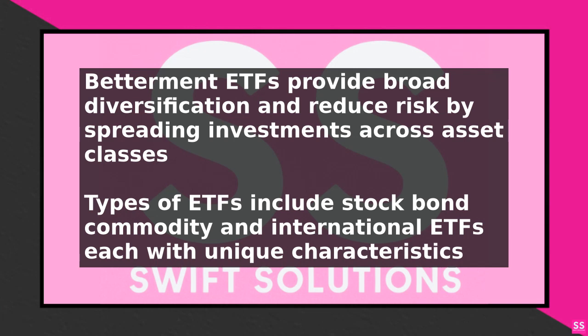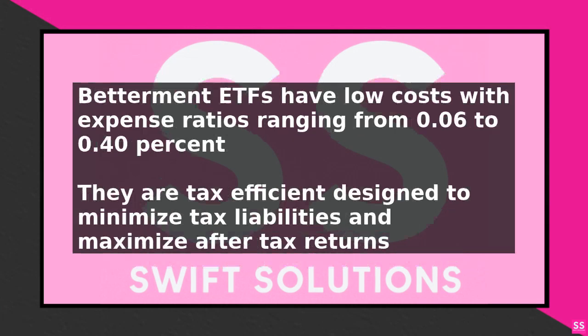One of the most significant advantages of Betterment ETFs is their low costs. With expense ratios ranging from 0.06 to 0.40%, you can keep more of your money invested and reduce the impact of fees on your returns. Additionally, Betterment ETFs are tax efficient, meaning they are designed to minimize tax liabilities and maximize after-tax returns.